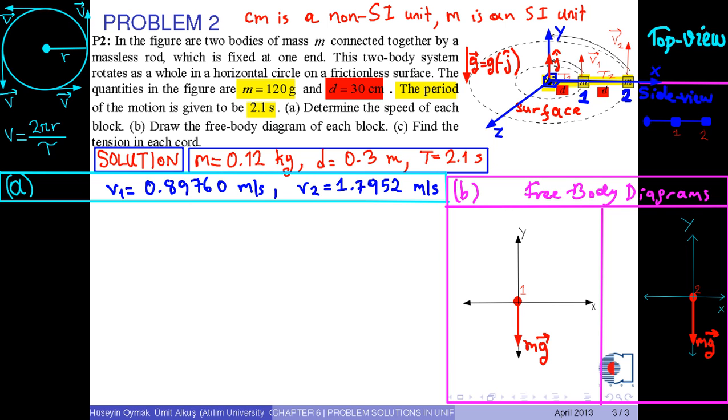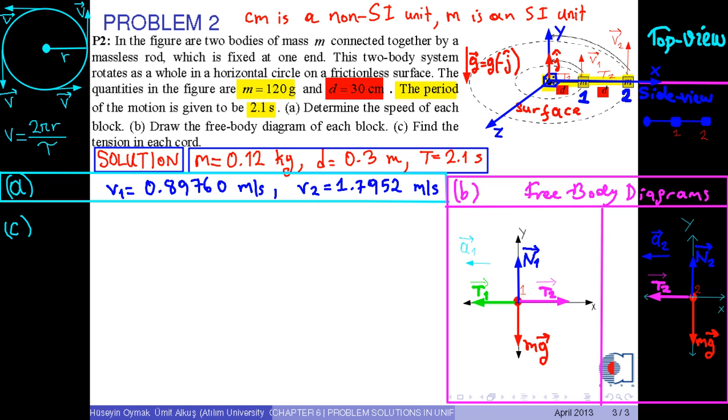Furthermore, normal forces acting on each body due to the frictionless surface are easily drawn perpendicular to the surface. Finally, the tension forces acting on each body are drawn like this, so that for the related cord and the related body, the tension force vector has a tail on the body and its direction points along the cord. Also, the acceleration for each body is only the radial acceleration, and its direction is always toward the center. Notice that accelerations are not drawn on the bodies, since only relevant external forces are drawn on the bodies. Well done. That's all about the free body diagrams of the bodies, and let's solve part C.